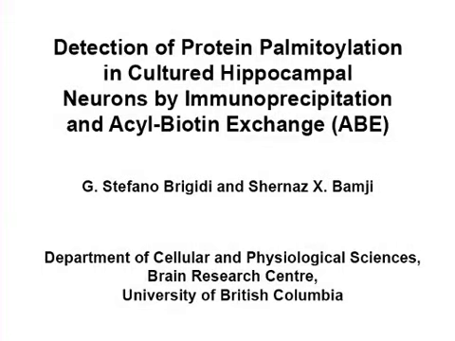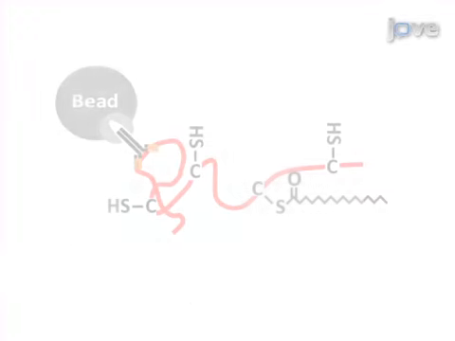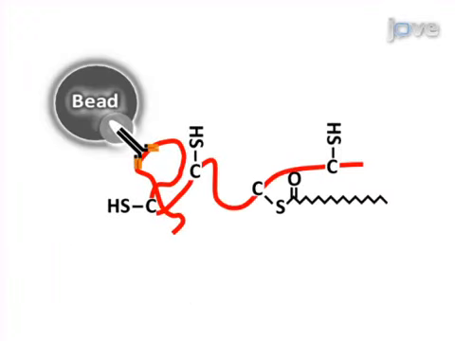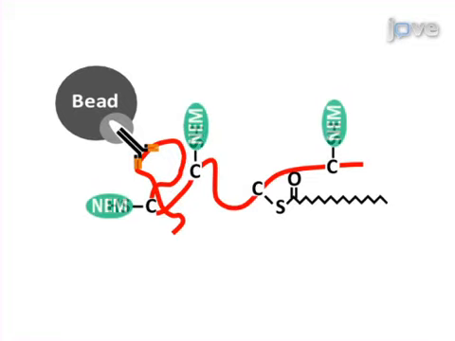The overall goal of this procedure is to isolate and detect palmitoylated neuronal proteins from cultured neurons using a simple and adaptable biochemical assay. This is accomplished by extracting and immobilizing the target protein in the presence of N-ethylmaleimide, or NEM, to ensure the blocking of all free thiol groups.